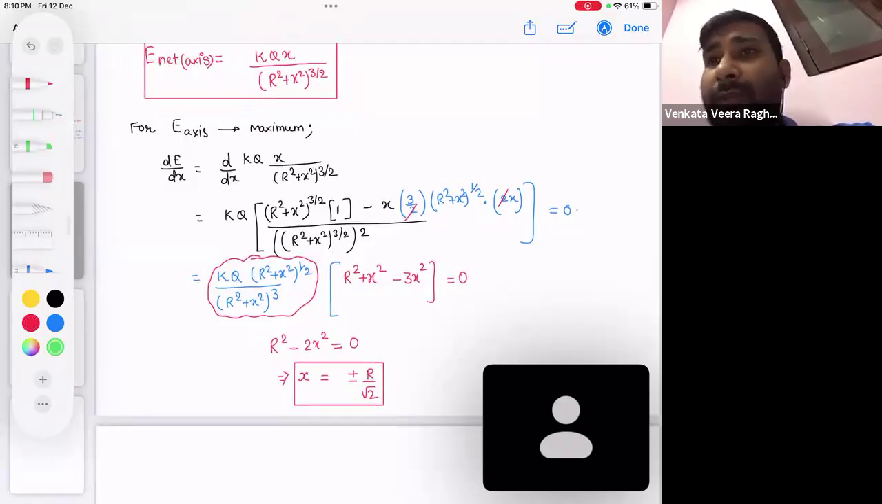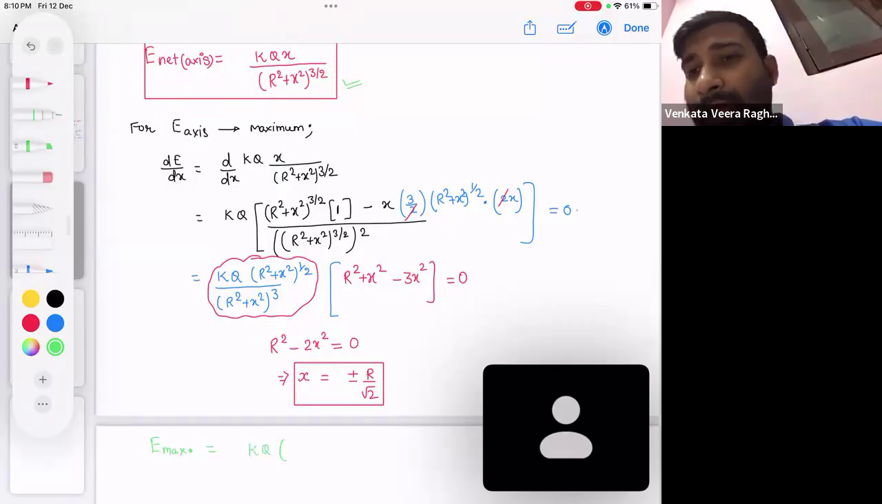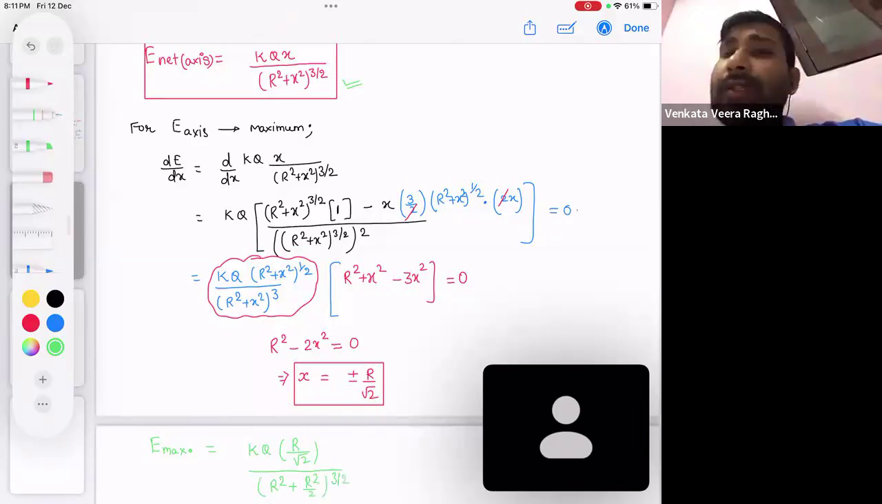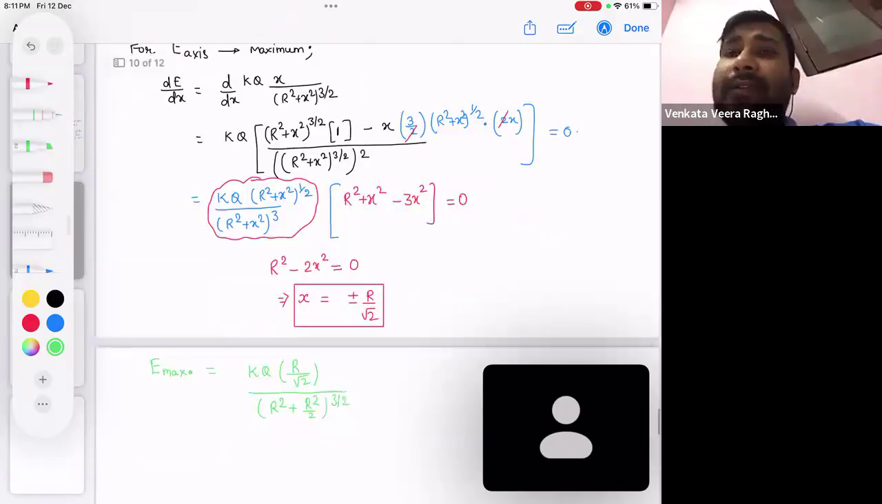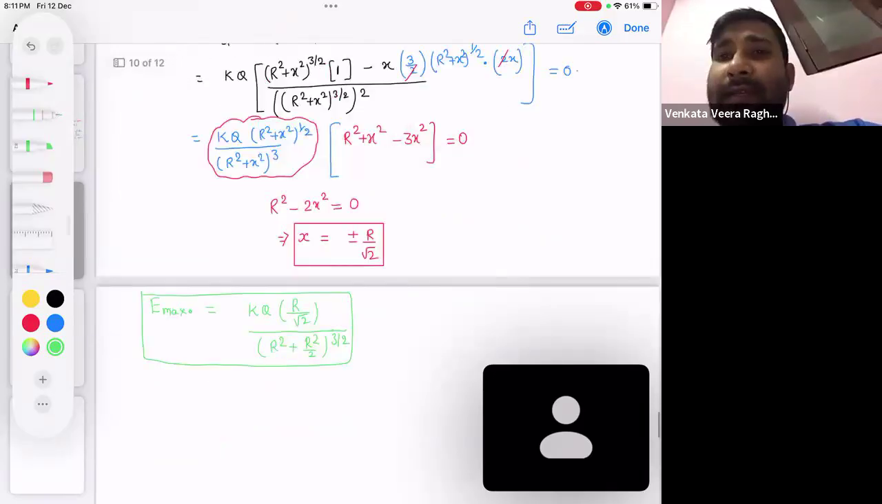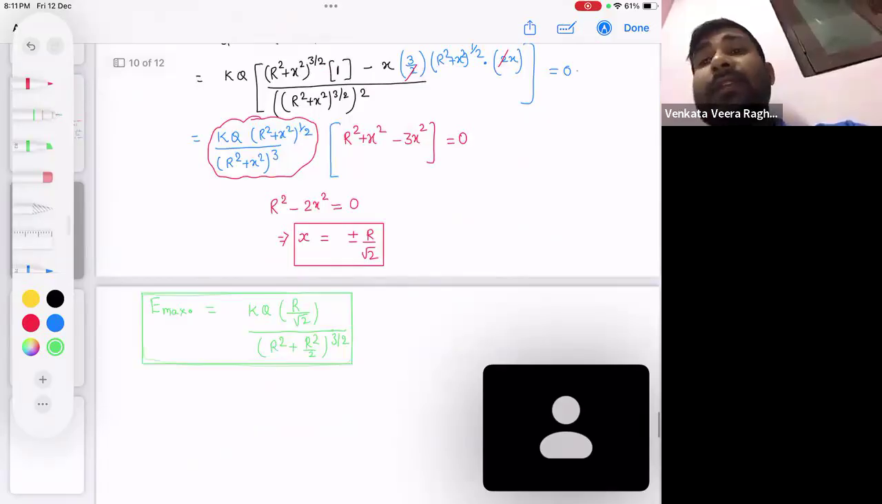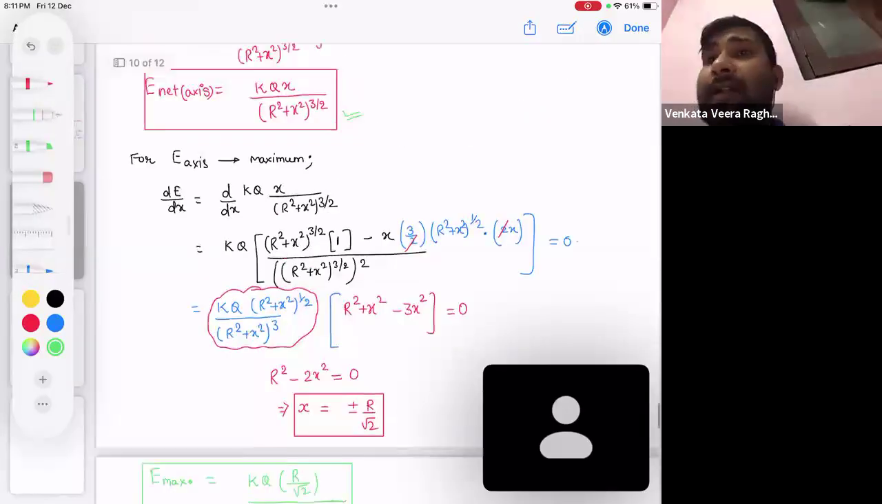So we already know the field expression. If I put x equal to r by root 2, we will get the maximum field, right? So what is going to be the maximum field? It is kq in place of x, let me put r by root 2, divided by r square plus x square, that is r square by 2, to the power 3 by 2. So this is the maximum value of the field, and it will come at x equal to plus minus r by root 2.